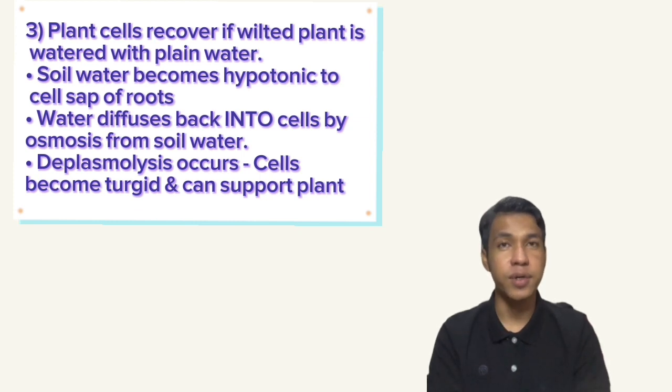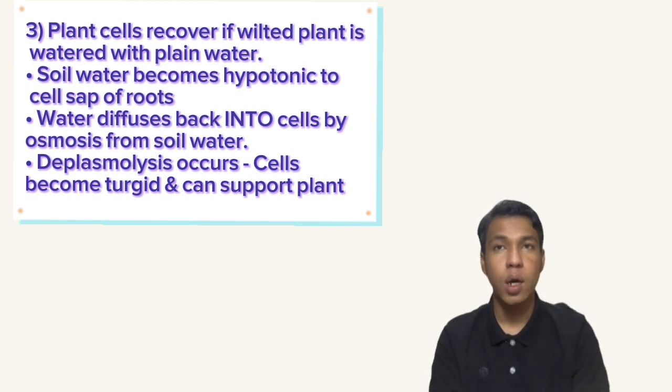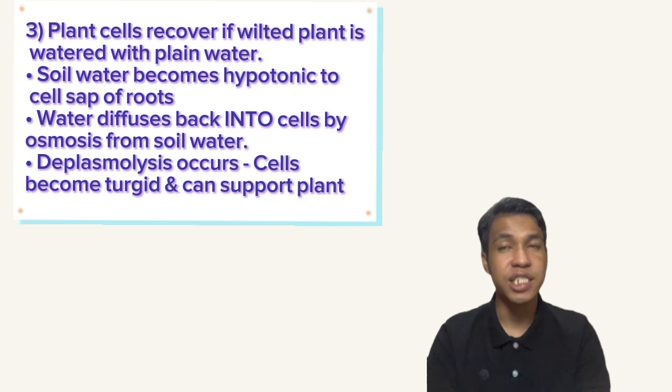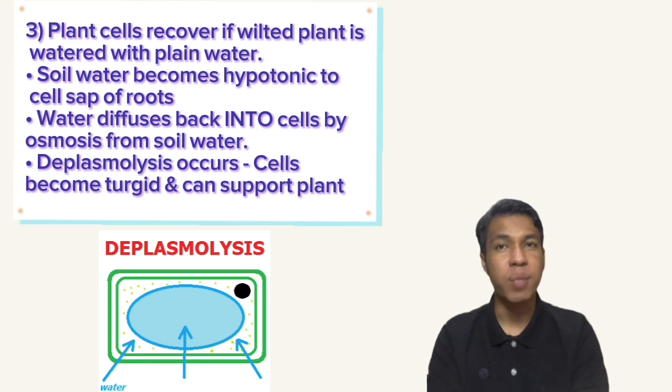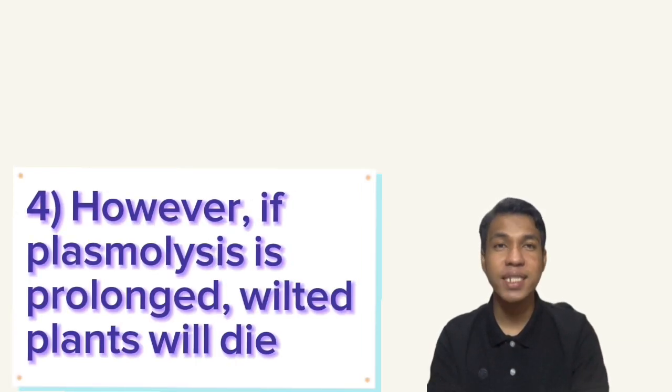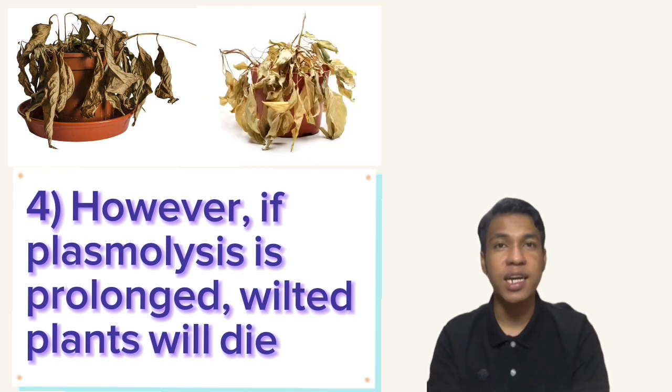Plasmolysed plant cells can recover if the wilted plant is watered with plain water. When we water the plant and soil with plain water, the soil water will become hypotonic compared to the cell sap of the roots. Water will diffuse back into the cells from the hypotonic soil water by osmosis. The vacuole will expand back again because it has received water. This process is called deplasmolysis. When deplasmolysis occurs, the cells will become turgid once again and the plant will regain its support. However, if plasmolysis is prolonged, wilted plants may never recover from the plasmolysed condition and will die.